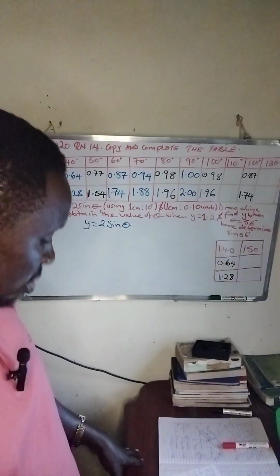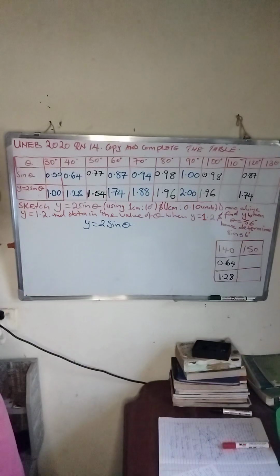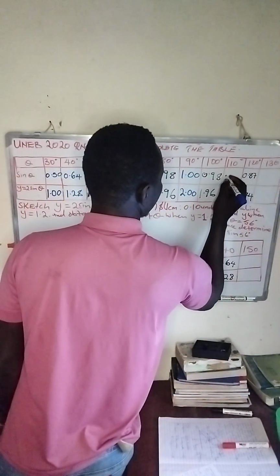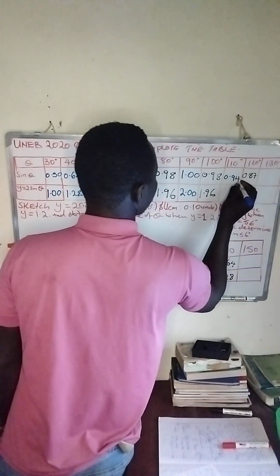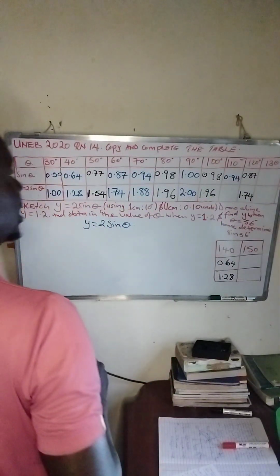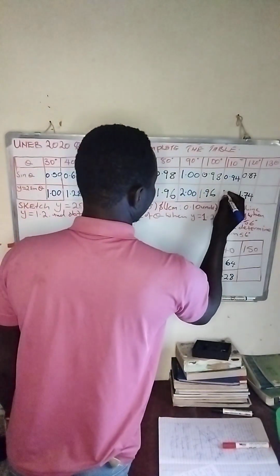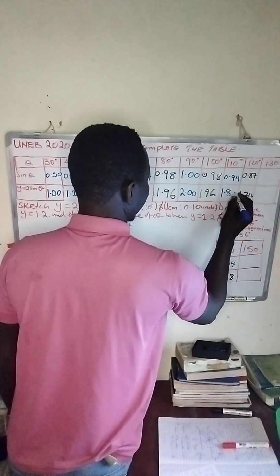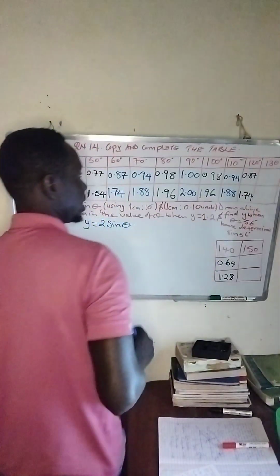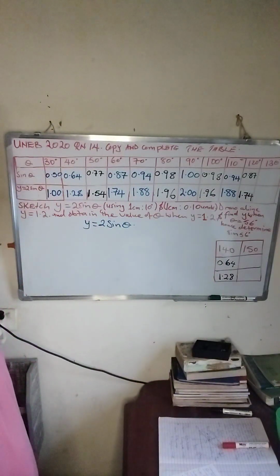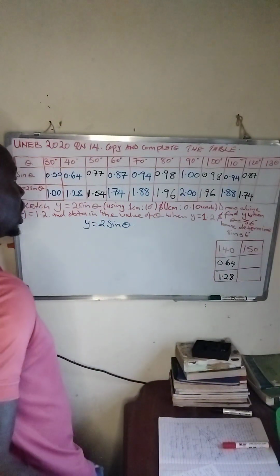110. Yes, sine 110. Those with the calculators, we are moving together, 0.94. Then also, the same arrangement, you place this one times 2. It is giving us 1.88. Then we proceed with sine of 130.